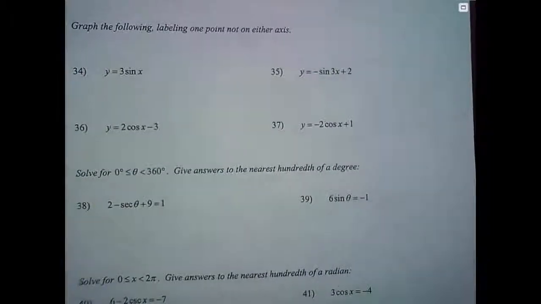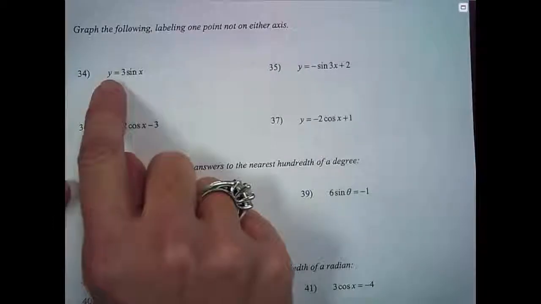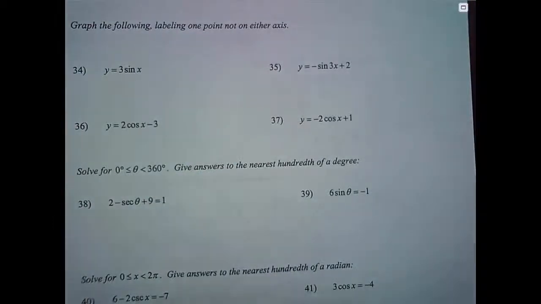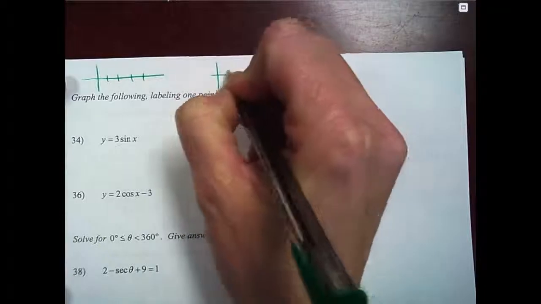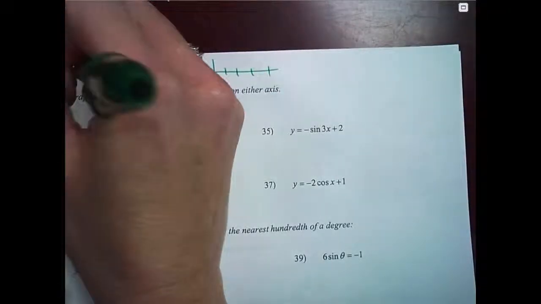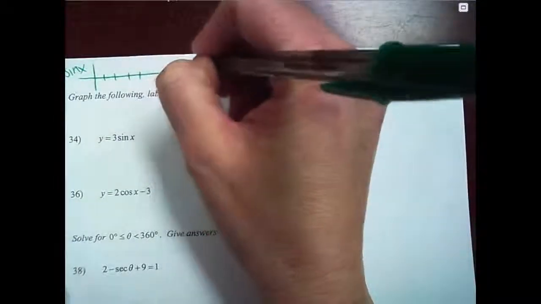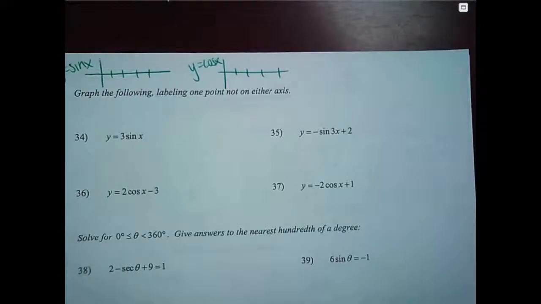Alright, so we're going to pick up on graph the following problem number 34. First of all, you have to remember what the original sine and cosine graph look like. So you might want to, above here, make, and I'm just going to do the first quadrant. Okay, let's do y equals sine for the first one, and y equals cosine for the next one. Right, we're going to need to remember what they look like.